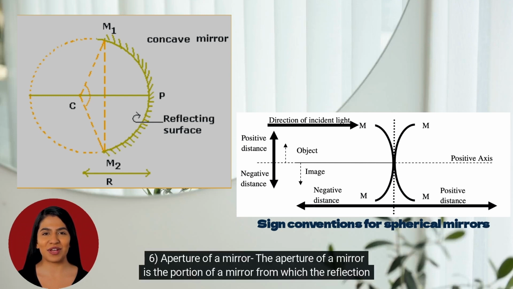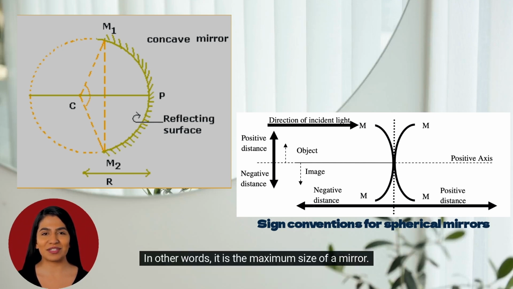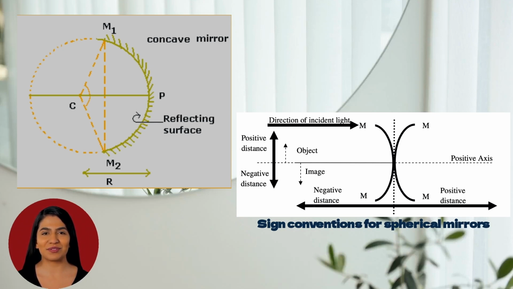6. Aperture of a mirror. The aperture of a mirror is the portion of a mirror from which the reflection of light takes place. In other words, it is the maximum size of a mirror. It is usually represented by the letters M1 and M2.